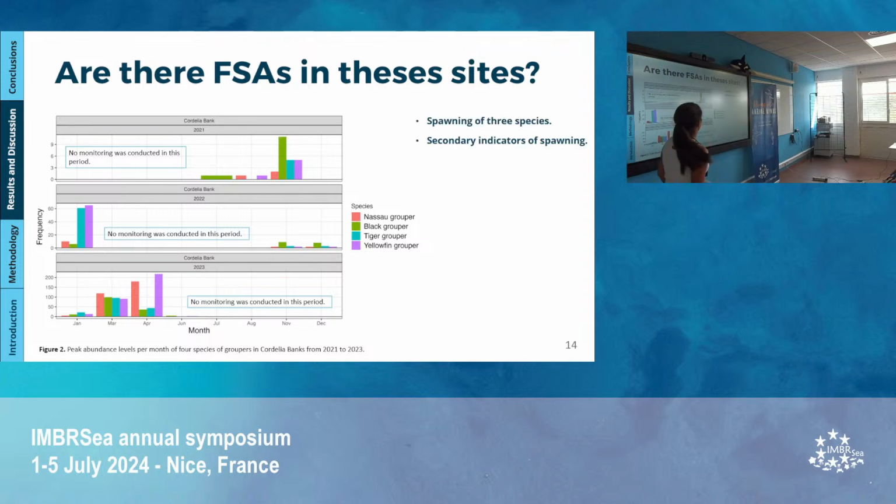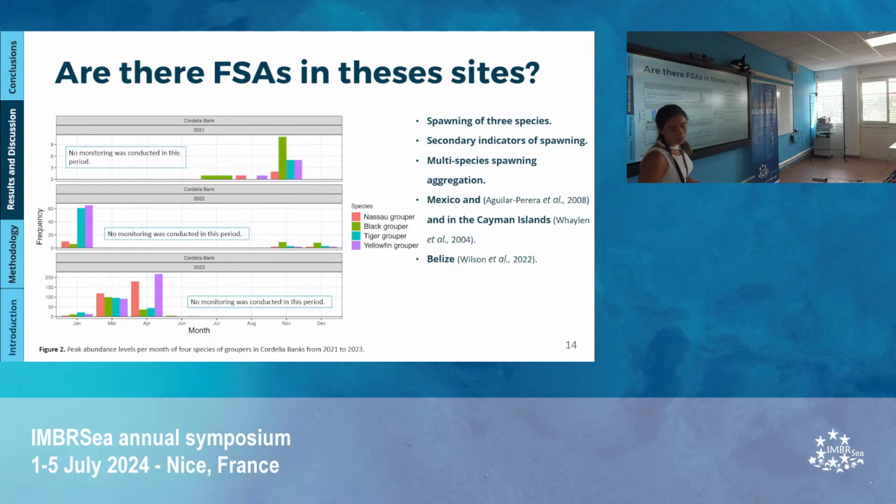So first, the spawning was observed for 3 species, and the secondary indicators were recorded for all 4 of them. So we can say that Cordelia Banks is a multi-species spawning aggregation because more than 1 species was recorded spawning in the same site. And also this aligns with these other studies in the Caribbean, in Mexico, in the Cayman Islands, and also in Belize.